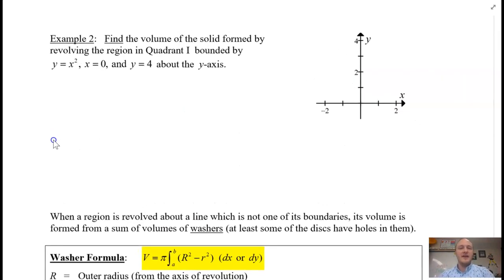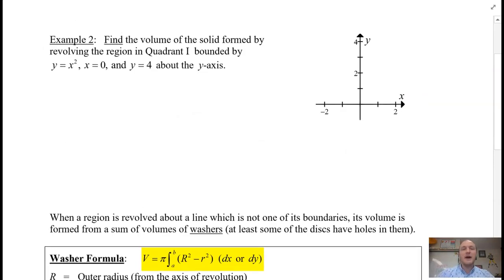They want us to find the volume of a solid formed by revolving the region in quadrant 1 bounded by y equals x squared, x equals 0, and y equals 4 about the y-axis. Notice this time we are rotating about the y-axis. So here's our line, and we're going to spin it this way, so our function will look something like this. There's our solid, and we're rotating this way.